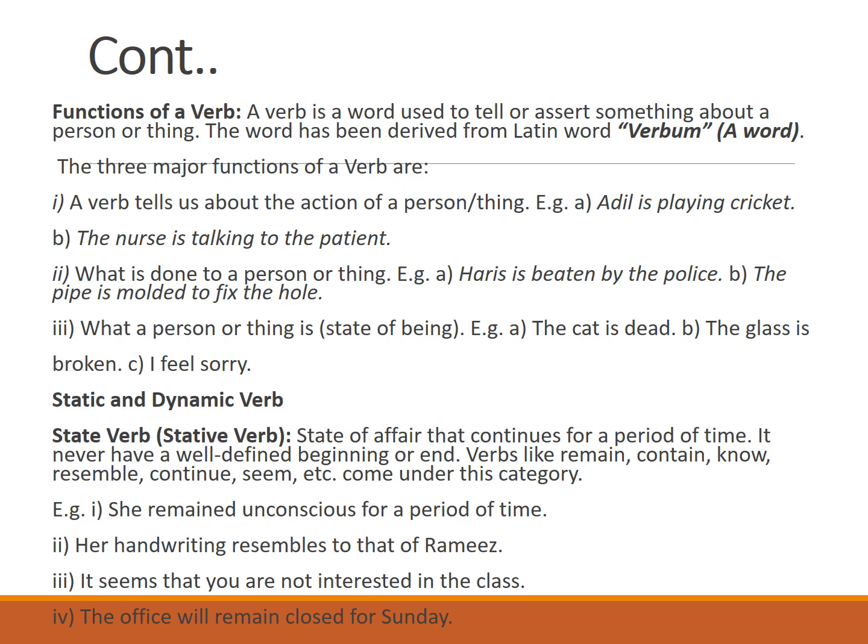Simply, we learned in our junior classes that a verb is a word that tells us what a noun does. What I learned in my previous classes, I think you have also learned like this. So simply, a verb tells us about the action of a person or thing. For example, Adil is playing cricket. So here, playing cricket is a verb.